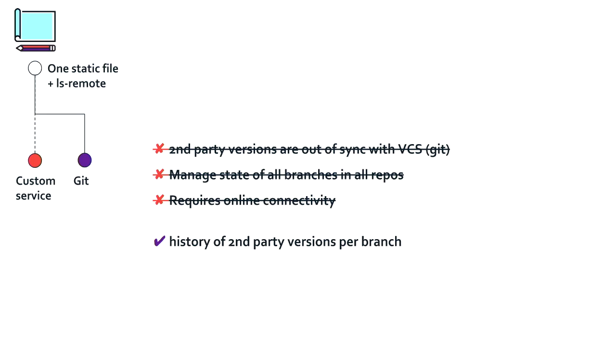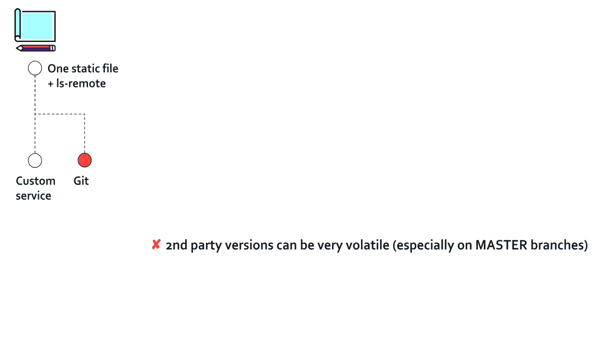OK, but what are the cons? So only one, but a huge one. The second-party versions can be very, very volatile, especially on master. So now, if you want developers to manually maintain the master file, then you first have version drift, because I don't really want to maintain it, so we'll usually do head dependency. And more importantly, I will have merge conflicts.